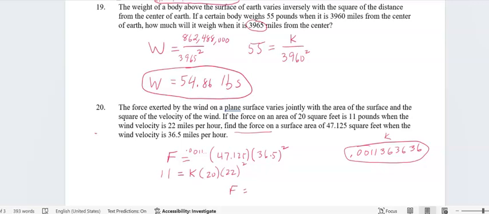So that decimal is still there in my calculator, so I'm just going to say times 47.125 times 36.5 squared, and to the nearest hundredth, that's 71.34 pounds. And that should do it.